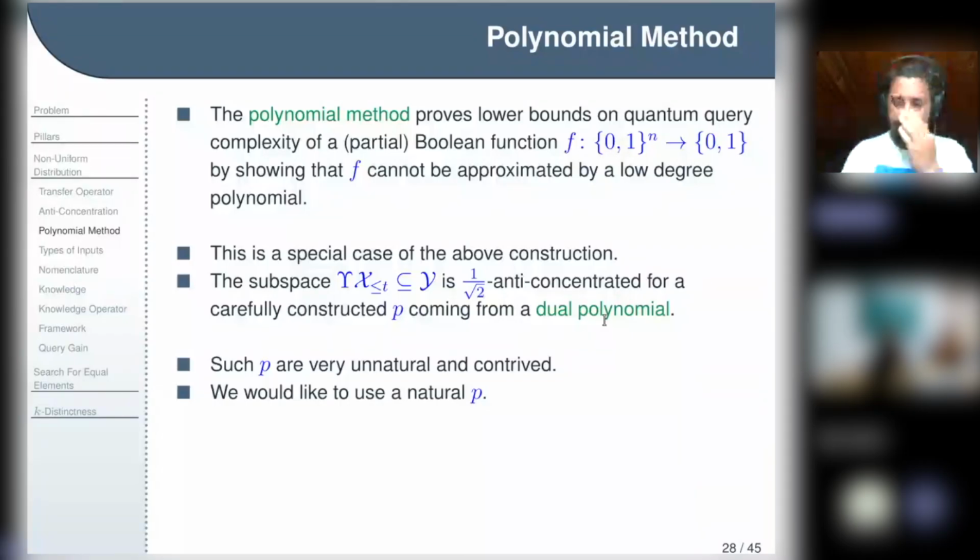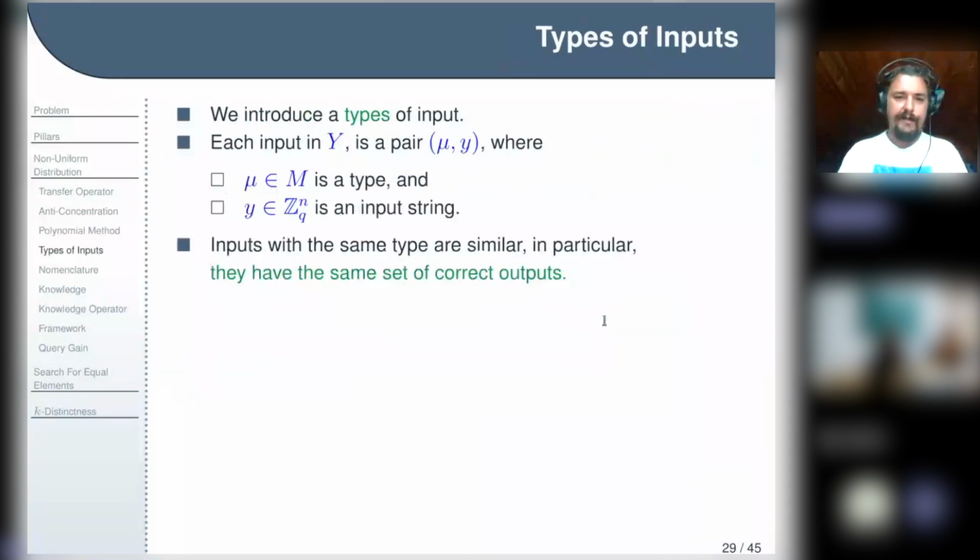Good. Now I will need a bit more technicality. I will introduce a type of input. A type means just some collection of inputs which are, from my point of view, kind of similar.